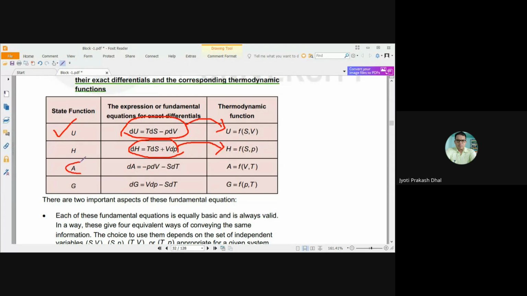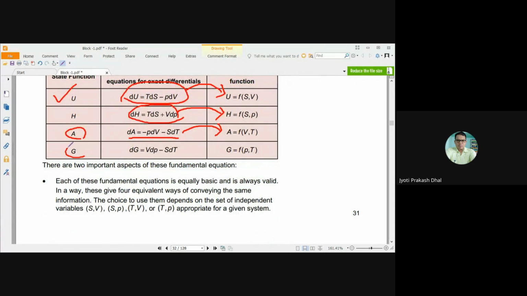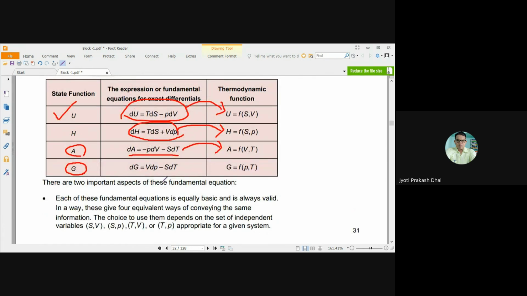And similarly, if we choose the state function A, we can write the differential equation dA equals minus PdV minus SdT. All these things we have derived in the previous section. And from this we can say Helmholtz free energy is a function of volume and temperature. And similarly, if we consider the state function G, we can write the differential equation dG equals VdP minus SdT. And from this equation, you can see that Gibbs energy is a function of pressure and temperature.